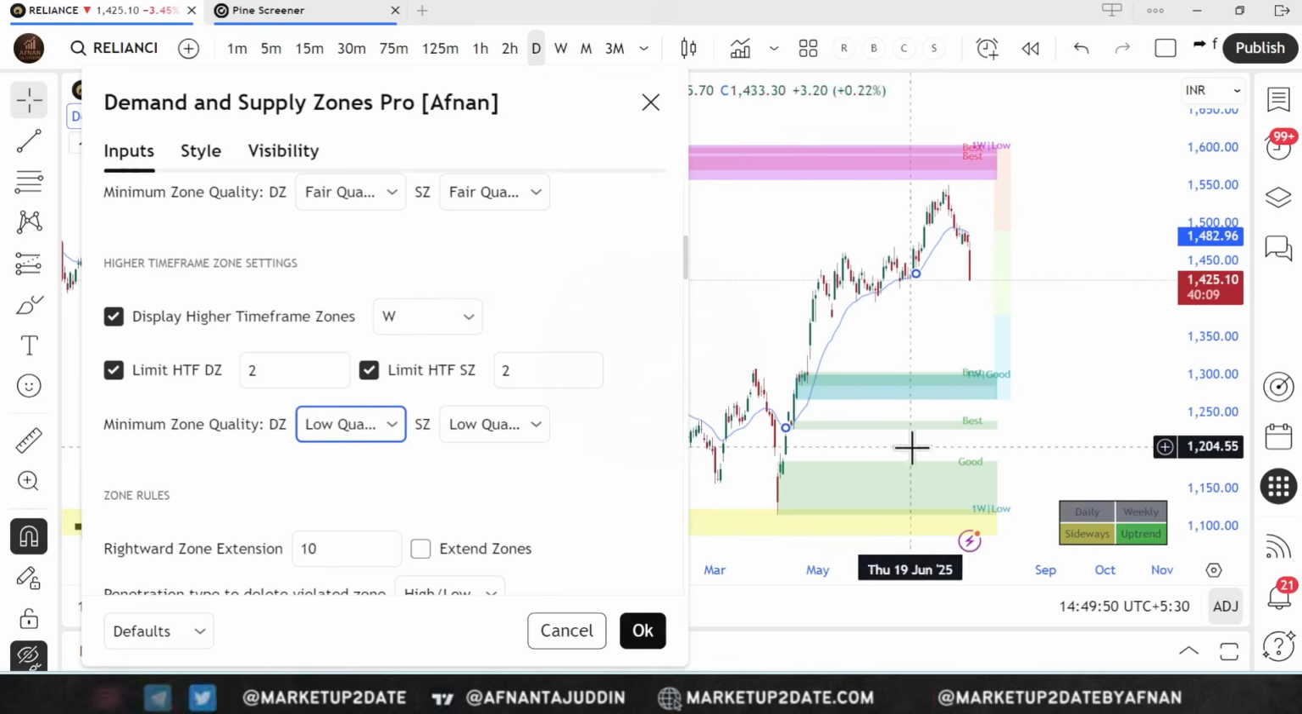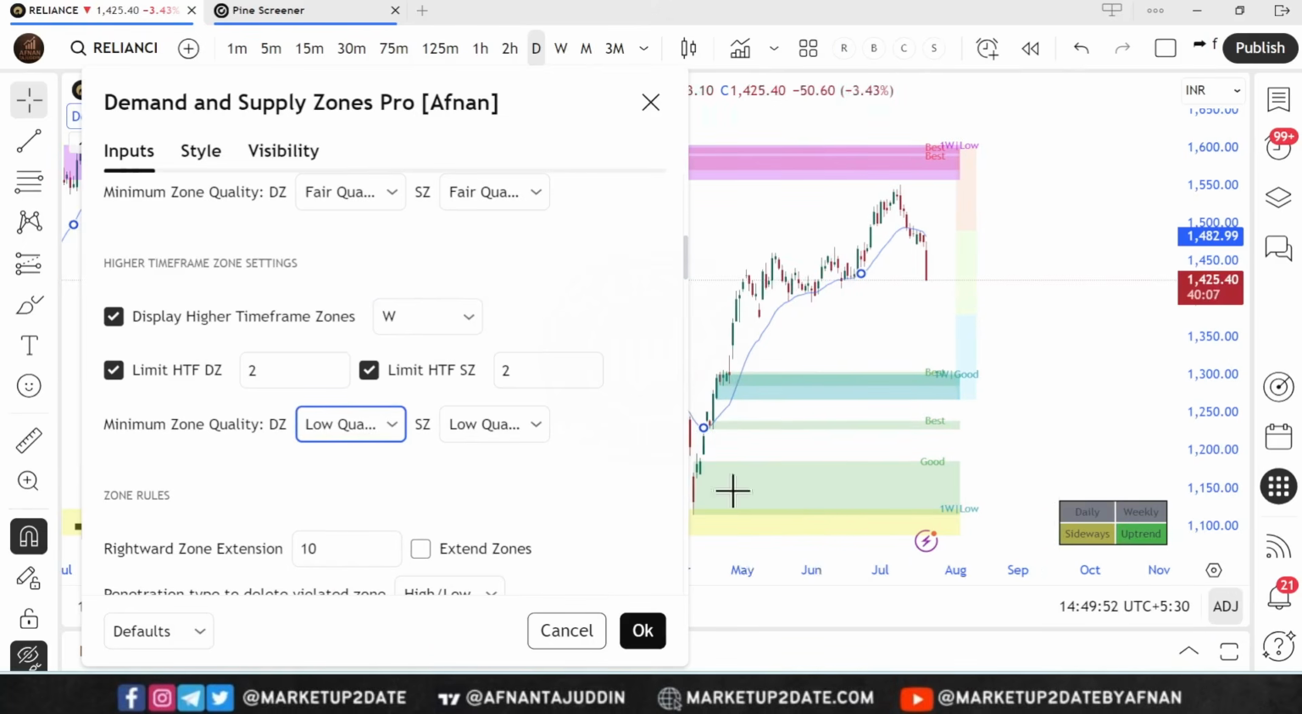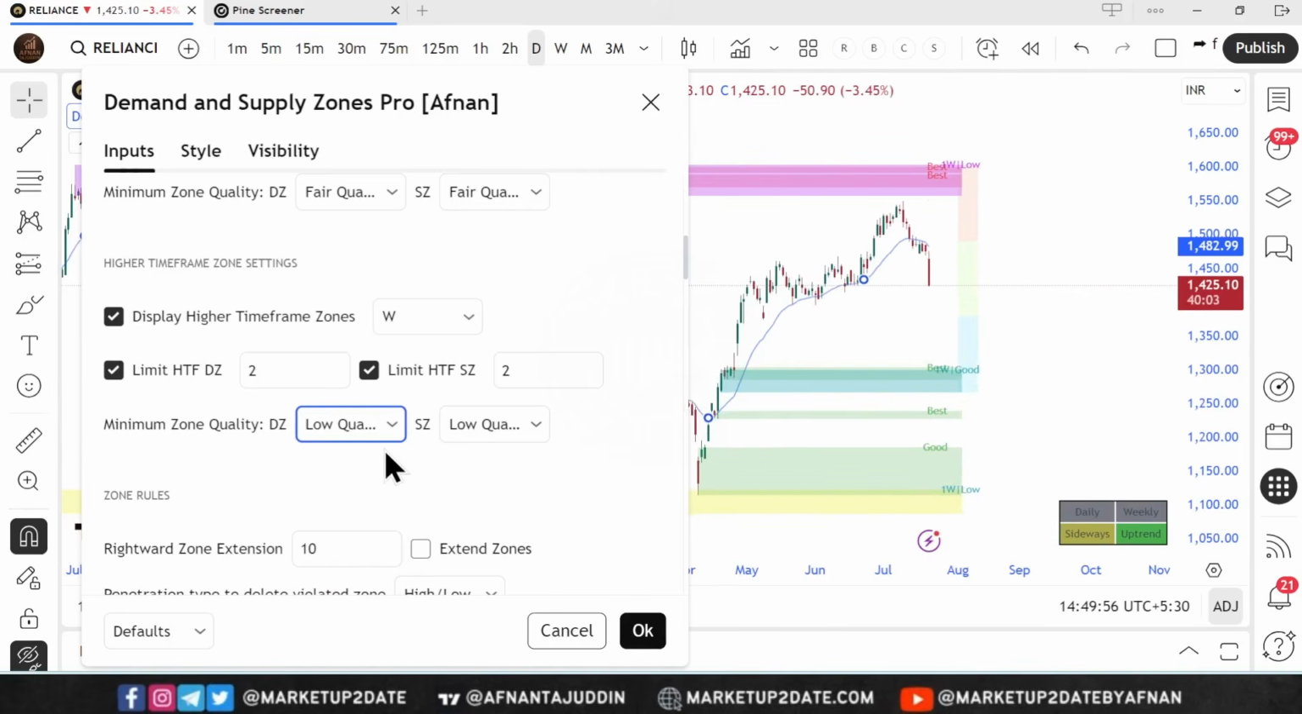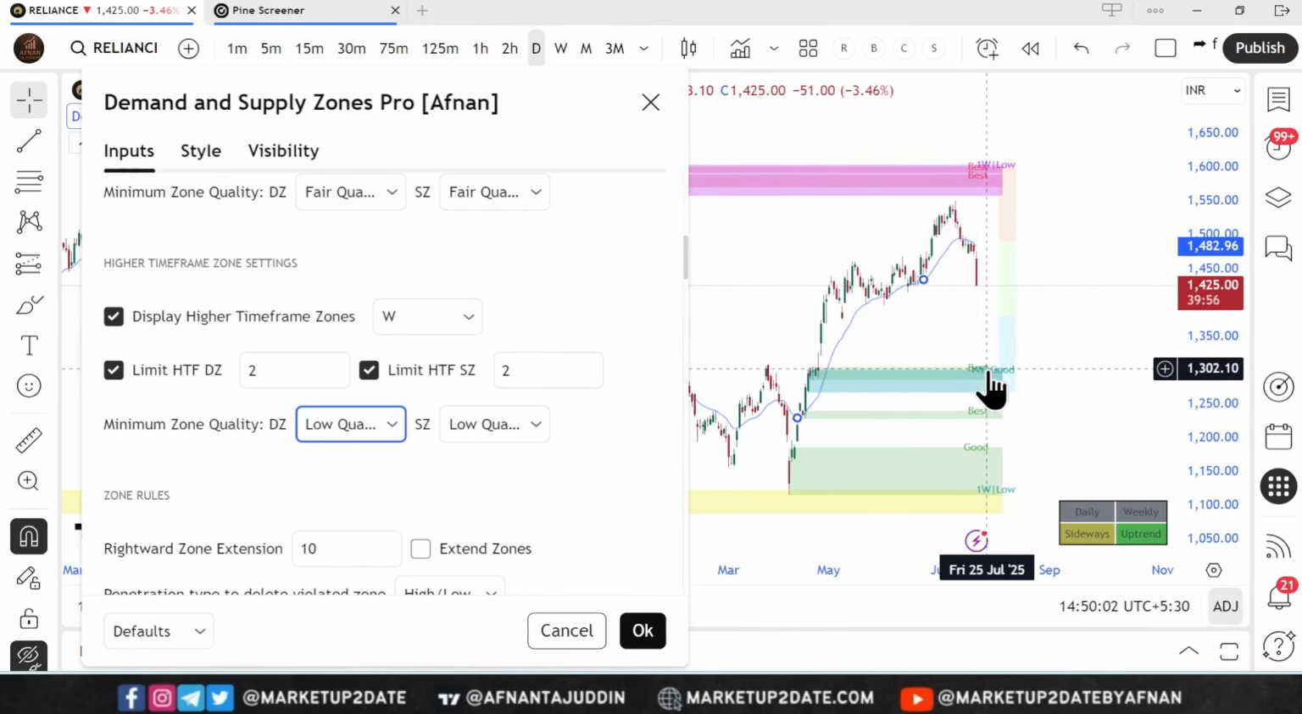Now, why would we do that? Because even a low quality weekly zone is a major point of interest and a huge obstacle on a lower time frame. When you find a lower time frame zone inside that higher time frame zone, you have found a very powerful setup. Now you can see these larger purple and light blue zones. These are our weekly zones.